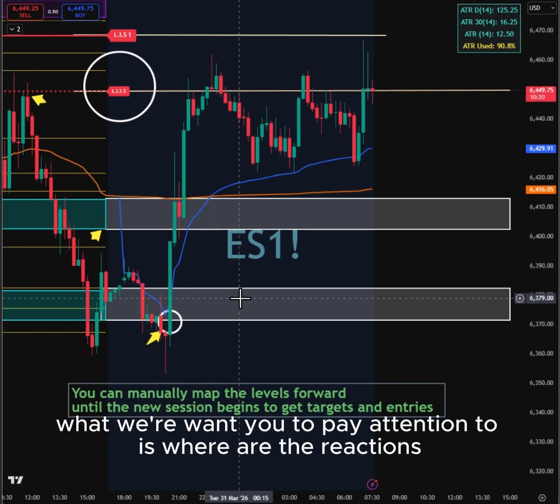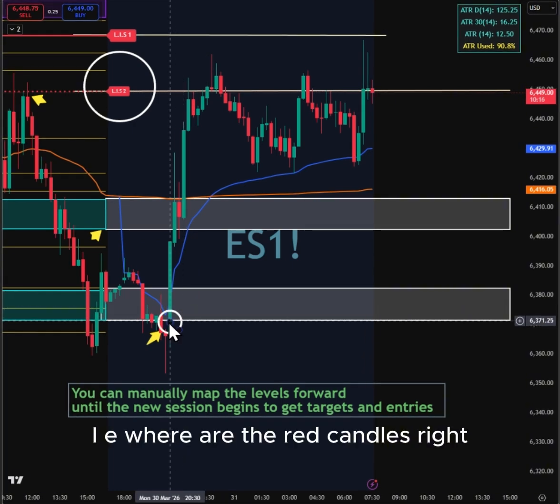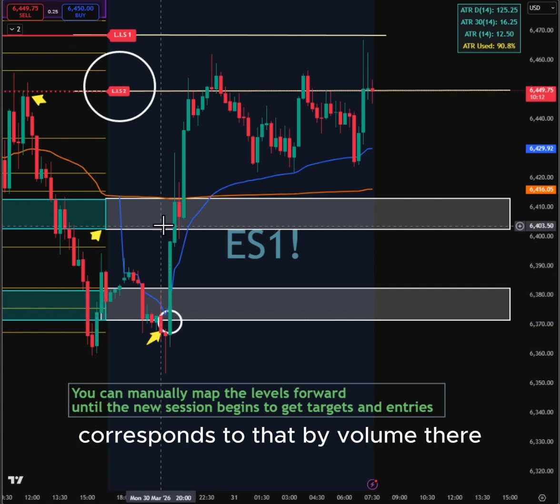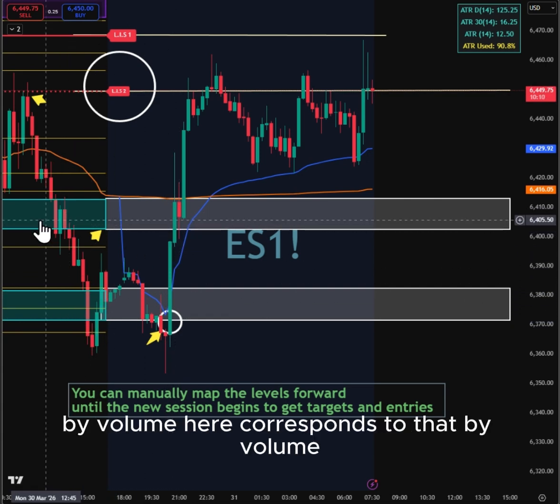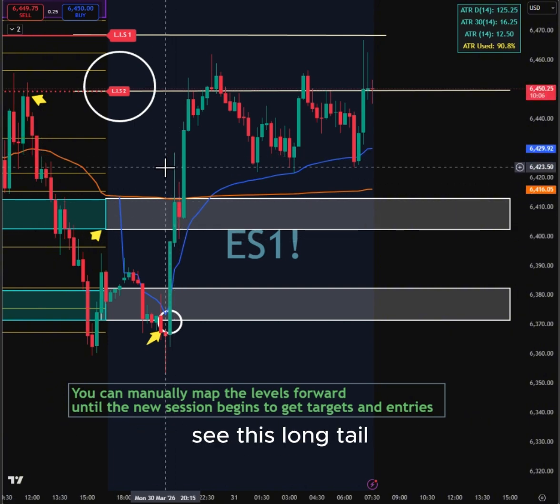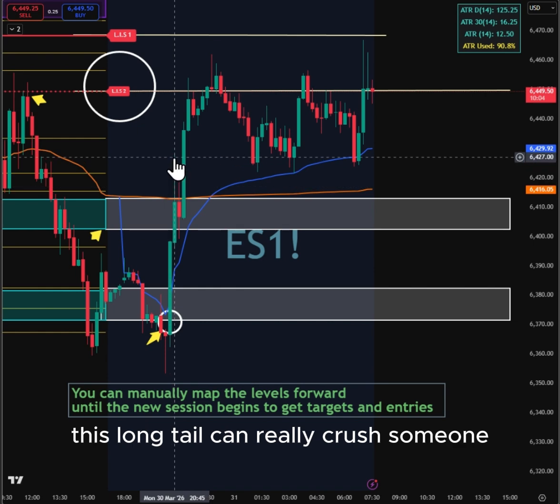What we want you to pay attention to is, where are the reactions? I.e., where are the red candles, right? So we got a red candle here, buy volume, corresponds to that buy volume there. Red candle there, right? Buy volume here, corresponds to that buy volume. So we know when the reaction, see this long tail? This long tail can really crush someone.